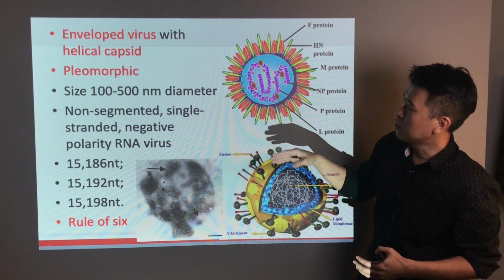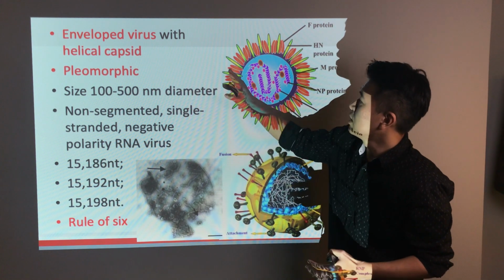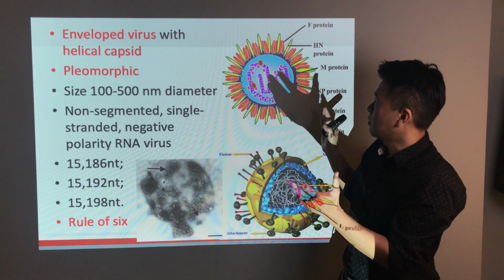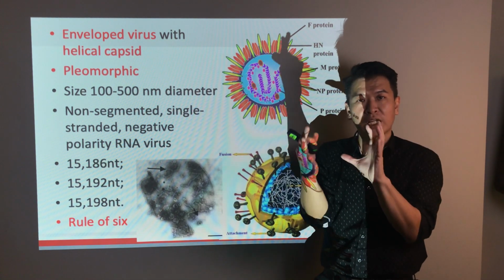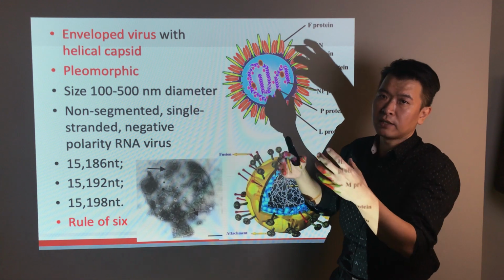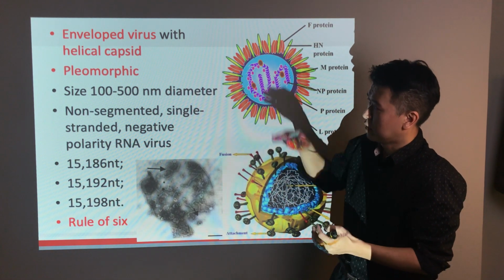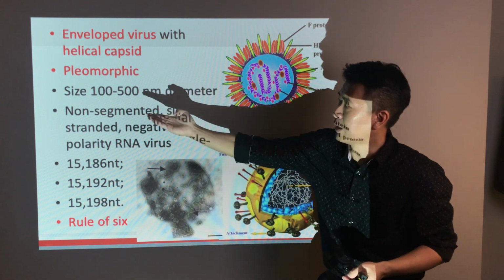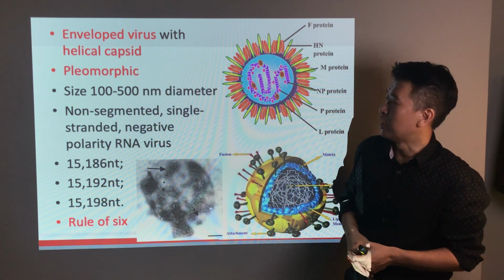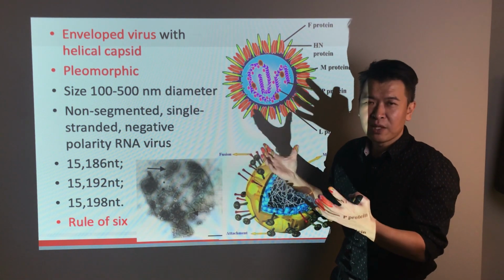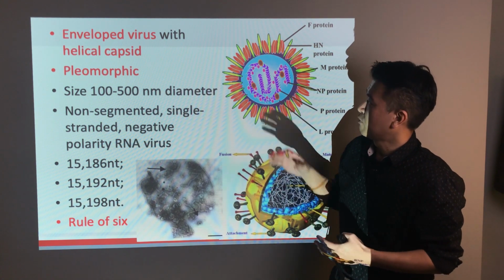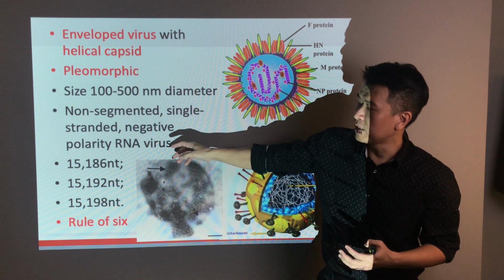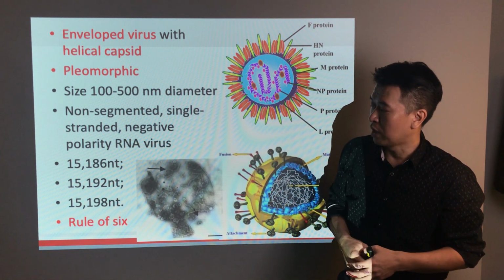So let's look into the details of this virus. The virus has a spherical pleomorphic shape, meaning that it can be spherical or elongated like a filament and so on. That's why the diameter can range from 100 to 500 nanometers. Most of the time they are spherical for NDV. The RNA is non-segmented, single-stranded, negative-polarity RNA.